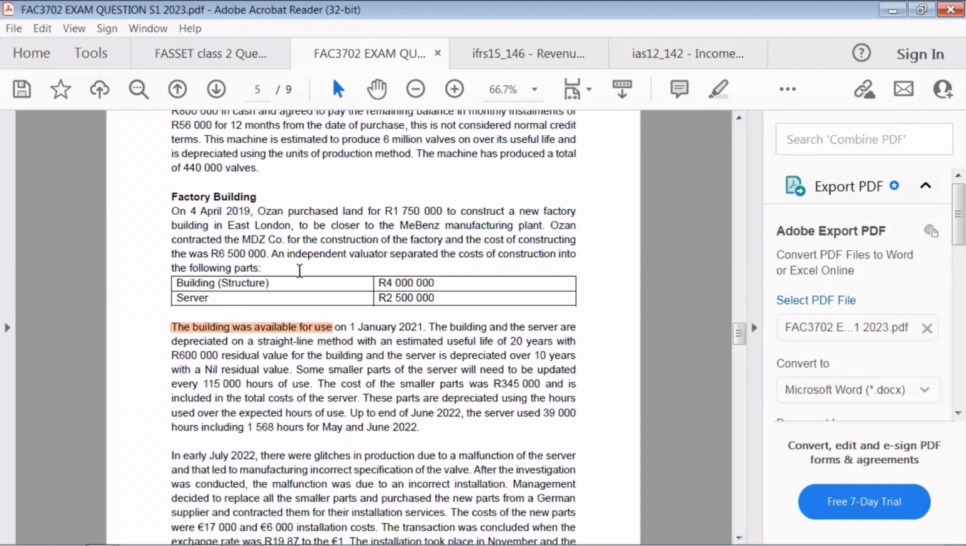Right. So obviously the building is straightforward. First thing, the building cost is 4 million, with a residual value of 600,000 and an estimated useful life of 20 years. The building was brought into use on 1 January 2021. So how do we deal with the building? Right, quickly.